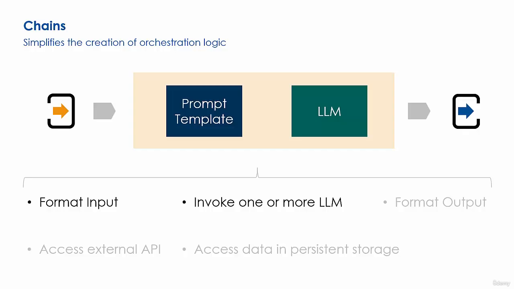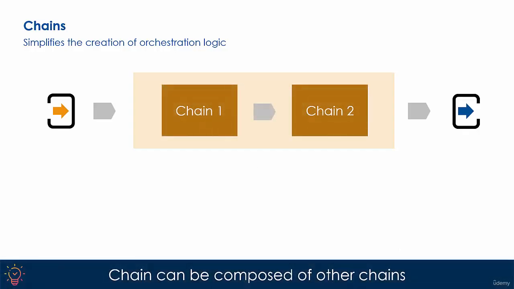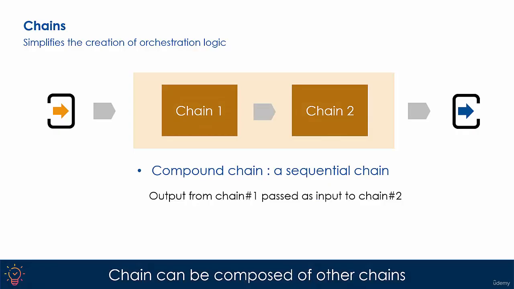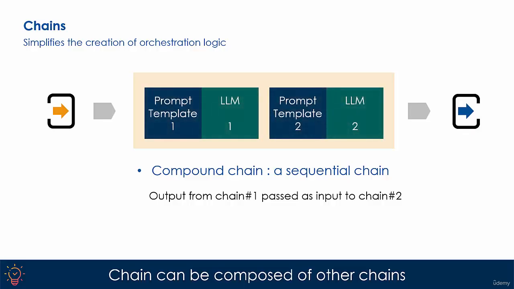In this example, the chain consists of a prompt template and an LLM. However, a chain can also be composed of other chains. Here is another illustration of a compound chain, which is referred to as a sequential chain. The idea is that the output from chain 1 is passed as input to chain 2. Each chain may be composed of one or more chain components. For example, chain 1 and chain 2 may be simple chains created with a prompt template and an LLM. So the key point to note is that chains may be composed of components, they may be composed of other chains, or a mix of chains and components.